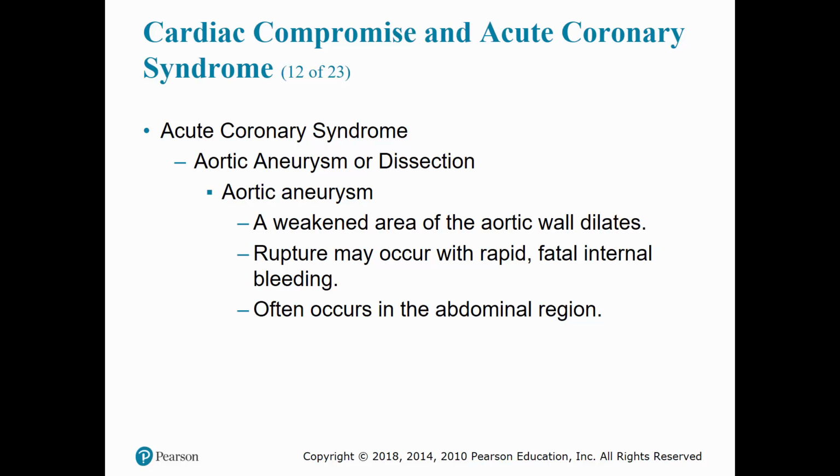Aortic aneurysms occur when a weakened section of the aortic wall, usually resulting from atherosclerosis, begins to dilate or balloon outward from the pressure exerted by the blood flowing through the vessel. An aneurysm can exist for a long time with no symptoms or signs that the patient is aware of. And then suddenly, pop, it ruptures, causing rapid and fatal internal bleeding.